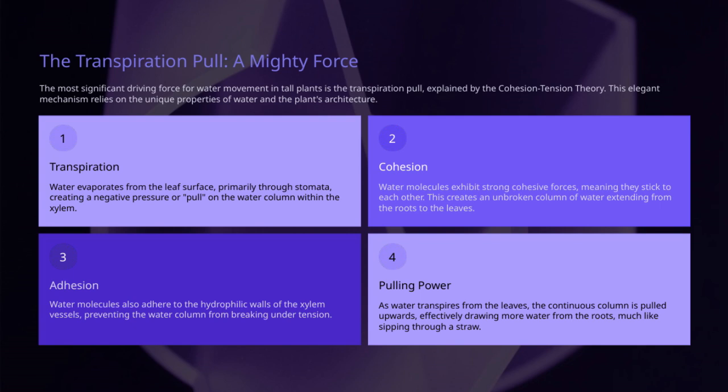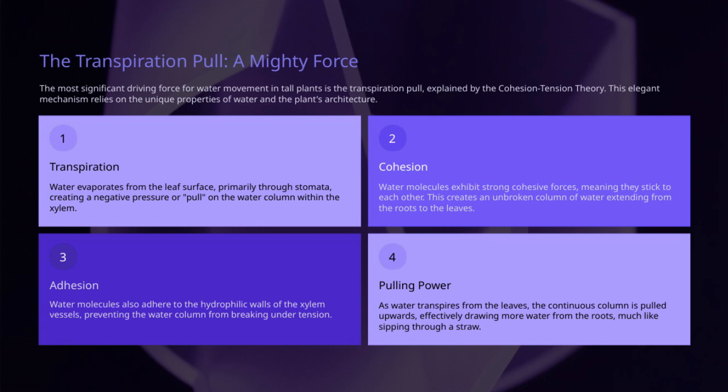Now, water molecules have a strong tendency to stick to each other, which is known as cohesion. This creates an unbroken column of water from the roots all the way to the leaves. But that's not all. Water also adheres to the walls of the xylem vessels, which are hydrophilic or water-loving. This adhesion helps prevent the water column from breaking under tension as it's pulled upward.